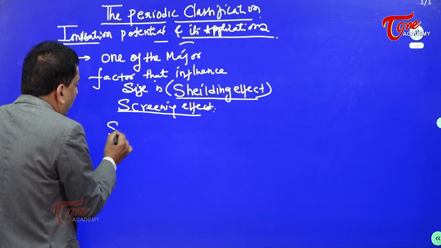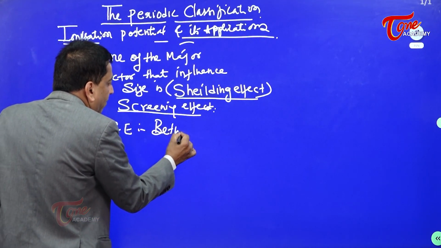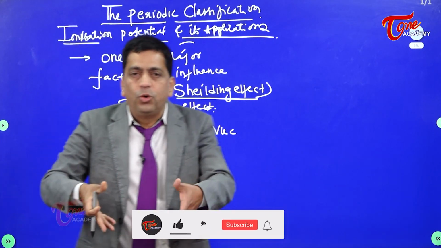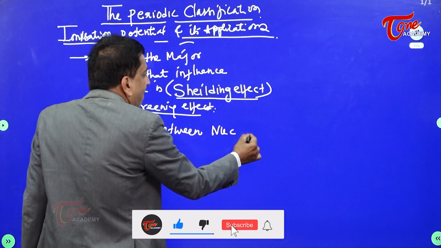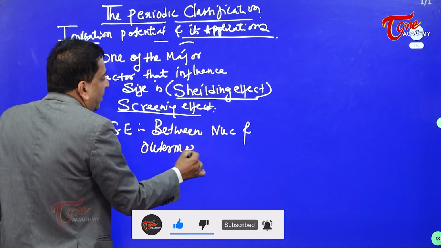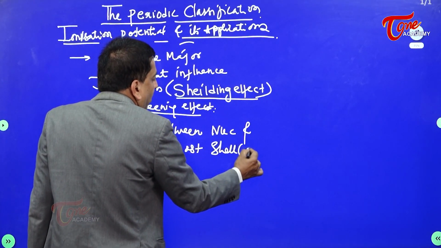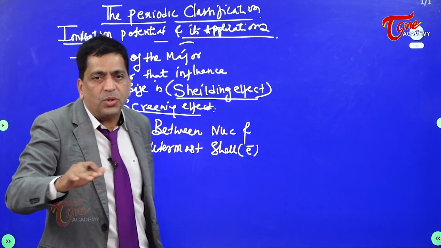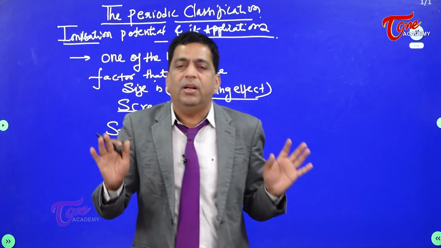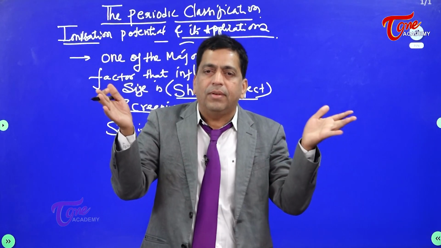What is screening effect? I would like to write this. Between nucleus and outermost shell. Between nucleus and the outermost shell. Well, when I say shell, I am referring to an electron because both are synonymous. No electron, no shell. Without electrons, you have shells as permanent rods, you are mistaken. No. Electron itself is shell. Synonymously, you should think of it.